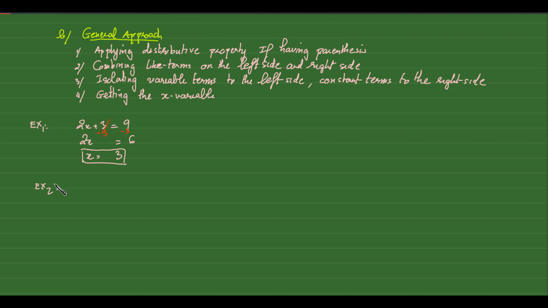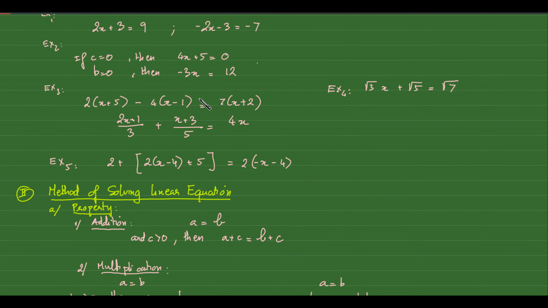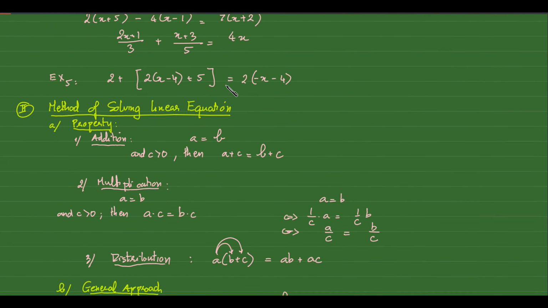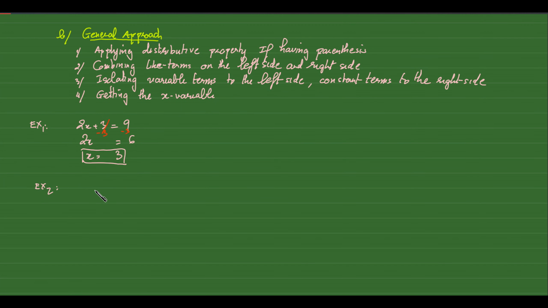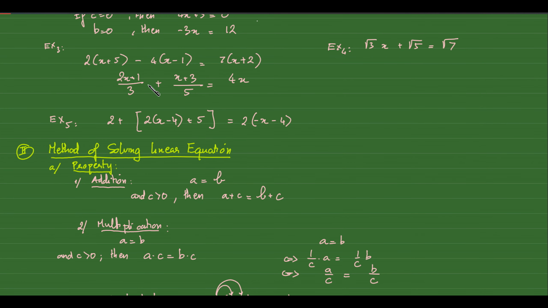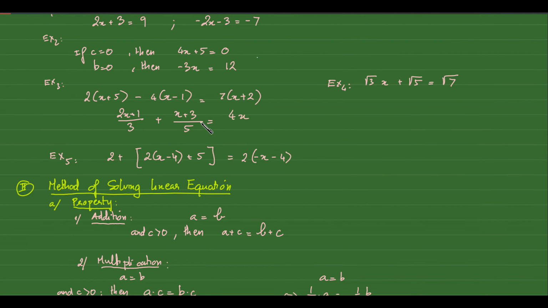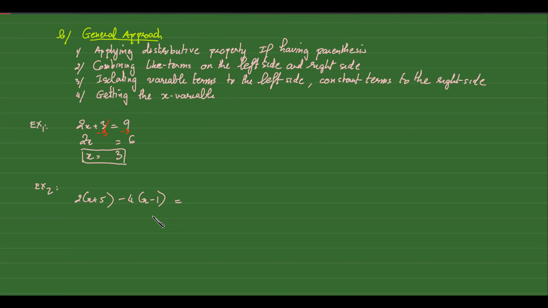Example 2. On example number 2, I think we're going to do this one: 2x plus 5, minus 4x minus 1, equals 7x plus 2.